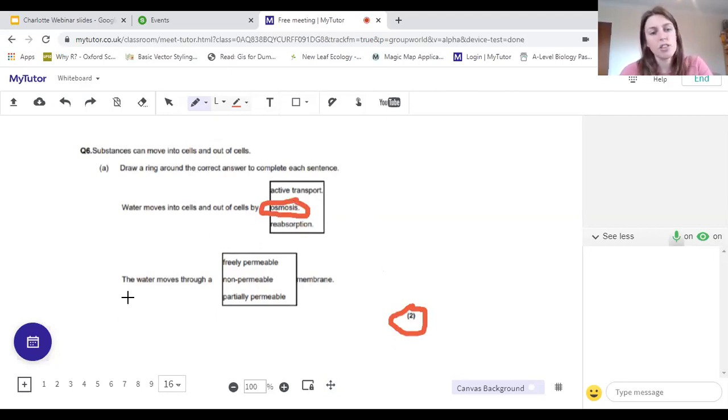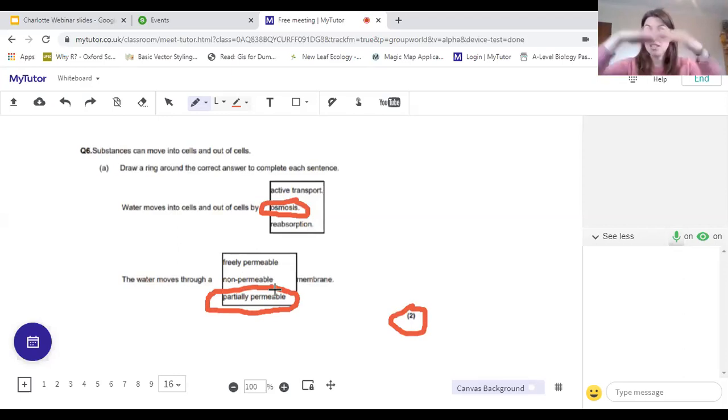And then finally, the water moves through a freely permeable, non-permeable, or partially permeable membrane. Good. Partially permeable. That means there are some holes in it. A freely permeable membrane would mean that it had lots and lots of really big holes. Freely permeable, everything could pass through it all the time.